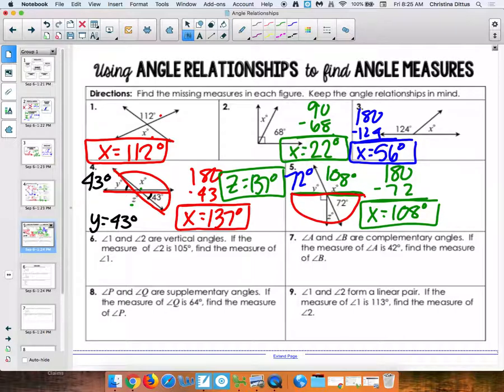What do I know about this angle here and this angle here? They're the same, they're vertical. So these have to add up to be 108. So how could I find z? 108 minus my 90, or you can take 180 minus 90 minus 72. Either way, how much is z? 18.